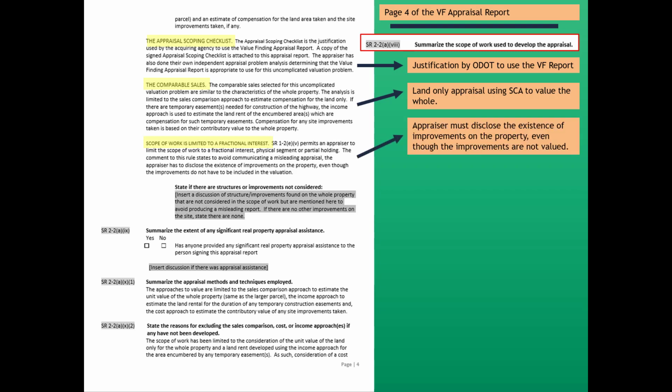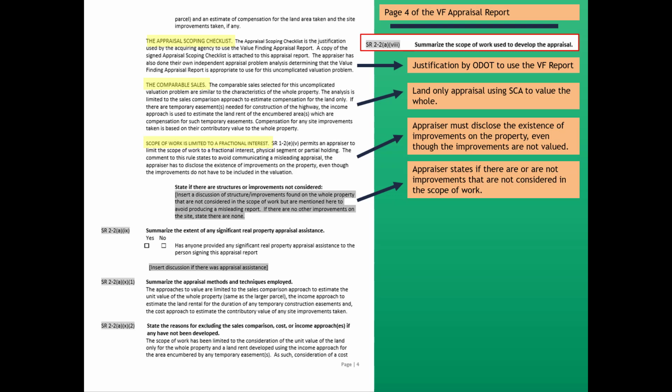The appraiser must disclose the existence of improvements on the property, even though the improvements are not valued. And this is where the appraiser has to insert something because it's asking, state if there are structures or improvements not considered. So the appraiser then has to state if there are or are not improvements that are not considered in the scope of work. And those would be improvements outside the take area. For example, you've got a house sitting on a small acreage tract, and ODOT's taking a small clip along the road frontage, not even touching the house.